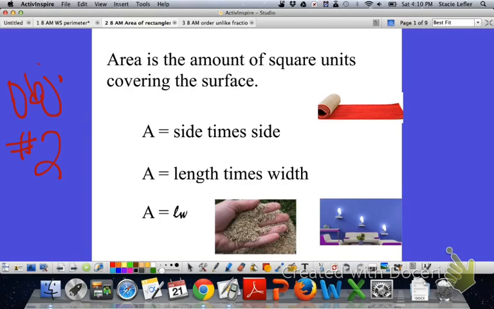Area is the amount of square units covering the surface. For the area of a square, we would take side times the side. For a rectangle, we usually think of it as length times width. Here's our formula, length times width. So why do we need area?